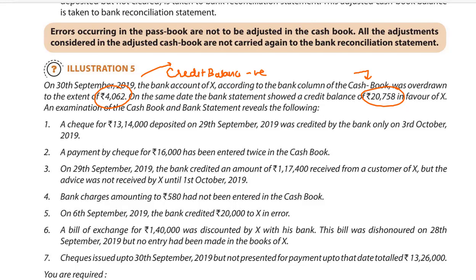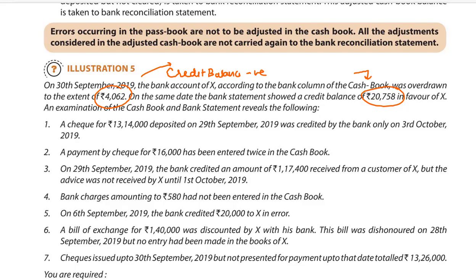There are bank charges of 580, so an adjustment needs to be made in the cash book. Bank credited by error 20,000. A bill of exchange 1,40,000 was discounted by X with the bank. The bill was dishonored in September 2019, but no entry has been made in the books of X, so an adjustment needs to be made in the cash book. Checks issued up to 30th September 2019 but not presented for payment, 13,26,000. So over here we have deducted it from the cash book. Now we need to add it back.